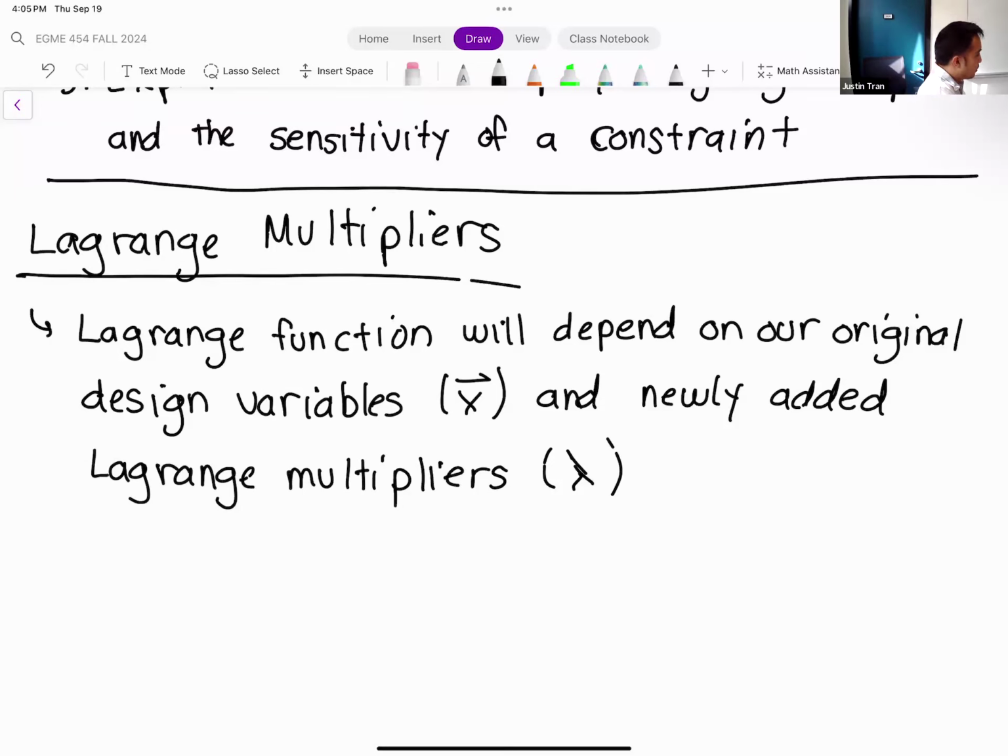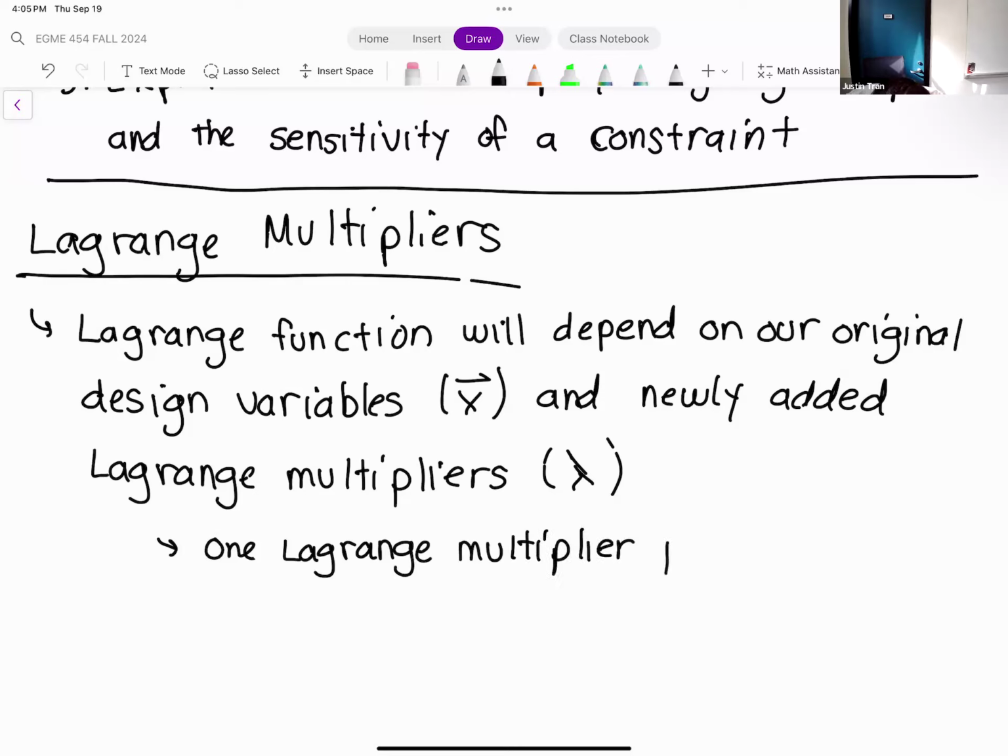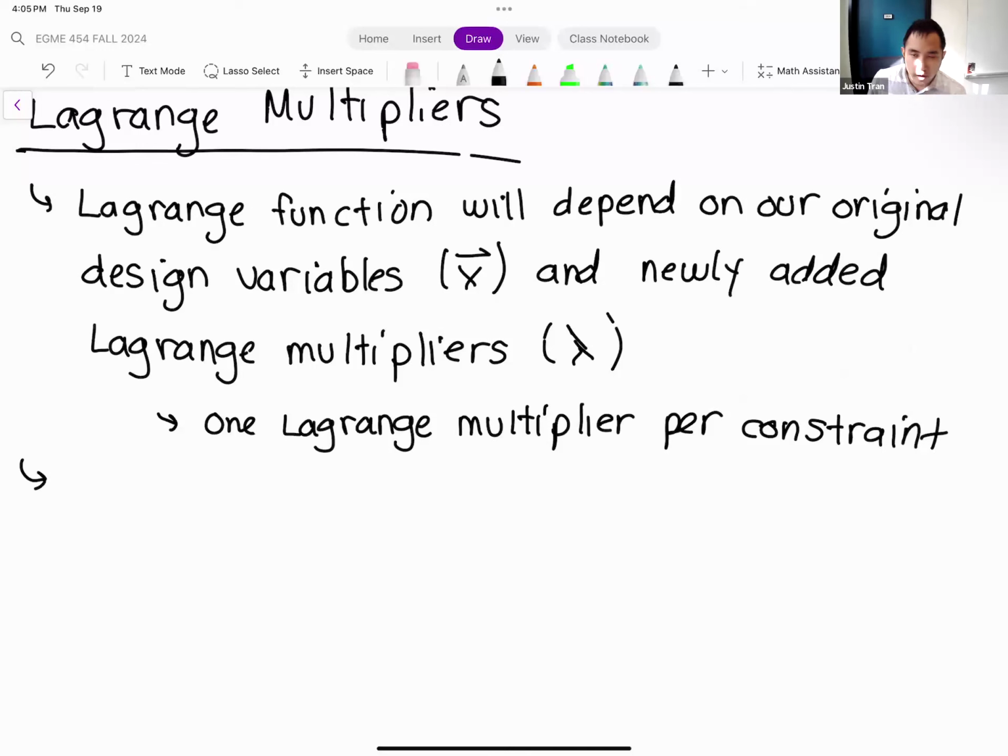So just a reminder too that the amount of Lagrange multipliers that you add is going to depend on how many constraints that you have. Okay? So there's going to be one Lagrange multiplier for each constraint. And so with that in mind, once we've formed our Lagrange function, we can then solve it kind of in our traditional way.